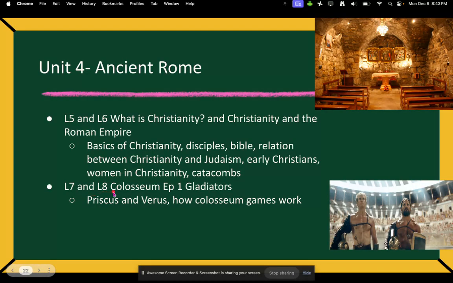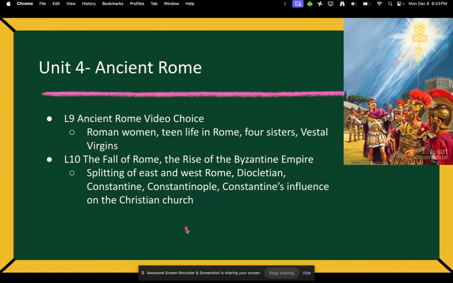Lesson 7 and lesson 8, we watched that super awesome documentary about gladiators. At least I thought it was super awesome. And in there, we talked about, well, of course, gladiators, who they were, but also Priscus and Varus storyline, which are these 2 guys right here, and how Colosseum games worked in general. Lesson 9, we did the Ancient Rome video choice. That's where you could learn more about Roman women, teen life in Rome, the 4 sisters. If you watch that one, they were all named Numidia. And then we also talked about the Vestal Virgins.